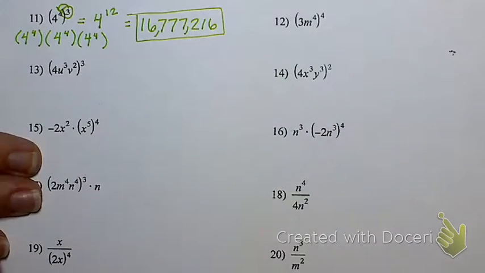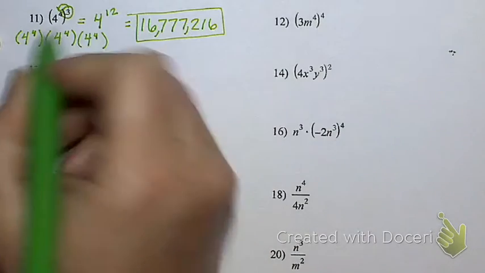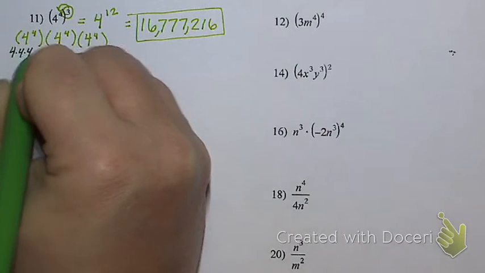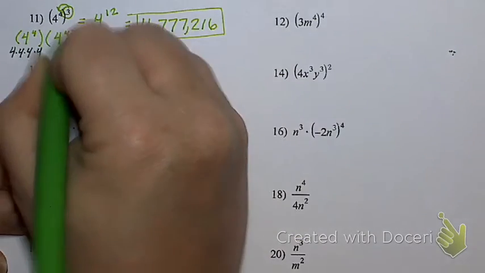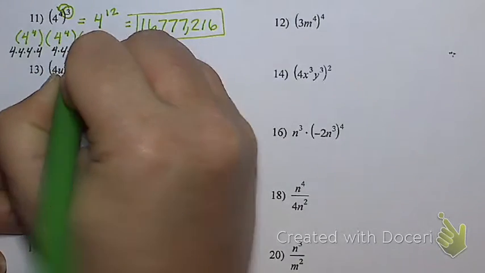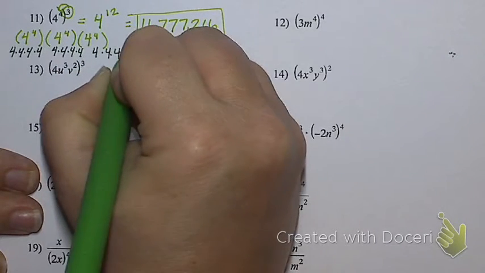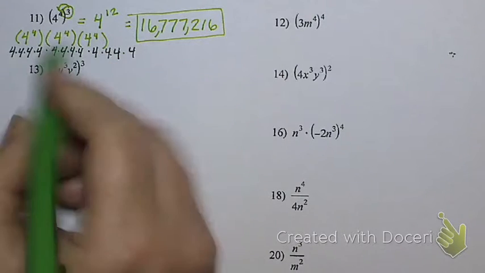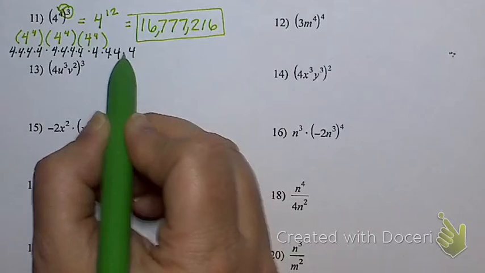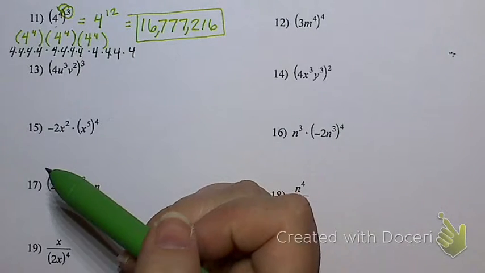So if I have 4 to the 4th cubed, I have 4 to the 4th times 4 to the 4th times 4 to the 4th. Well, this right here is 4 times 4 times 4 times 4, right? This is 4 times 4 times 4 times 4. And this is also 4 times 4 times 4 times 4. They're all being multiplied, so how many do I have? 4, 8, 12 of them. It's 3 groups of 4 4s. Kind of crazy, huh?